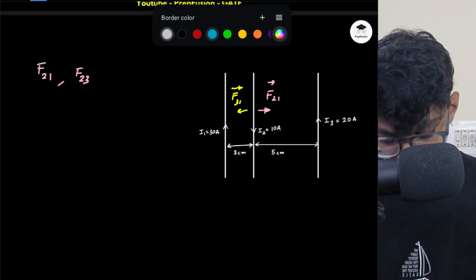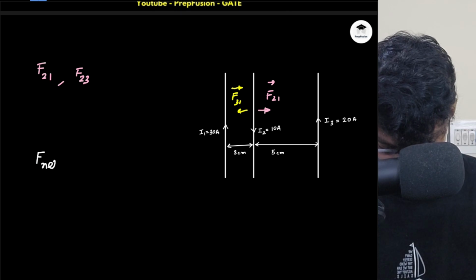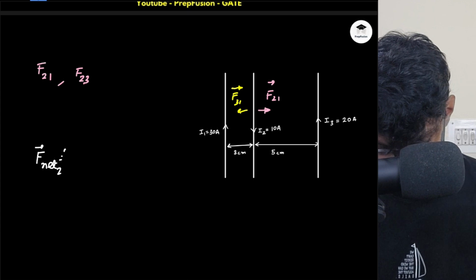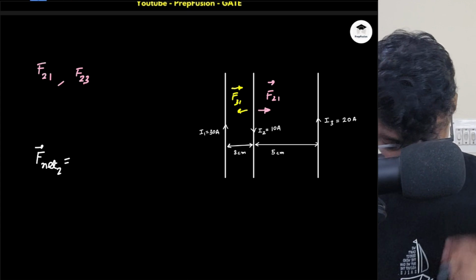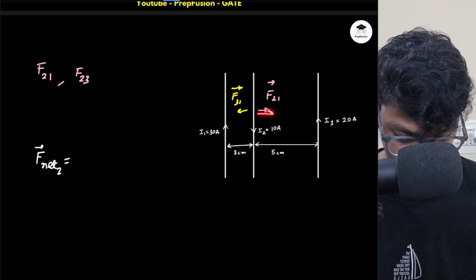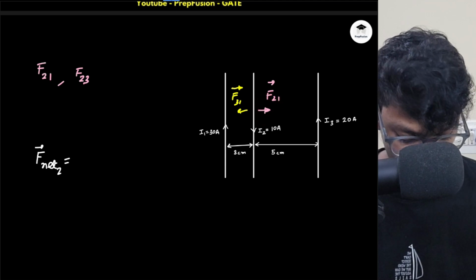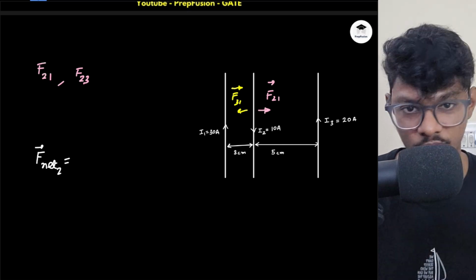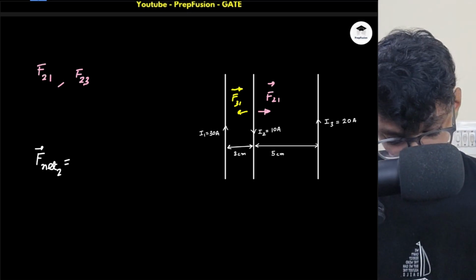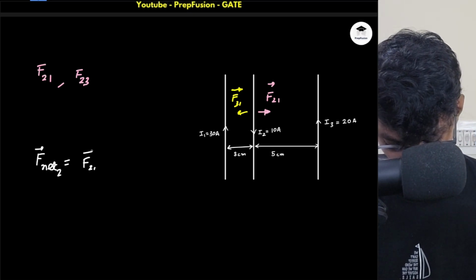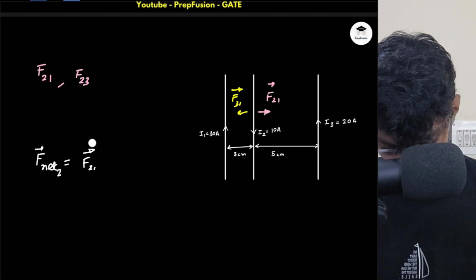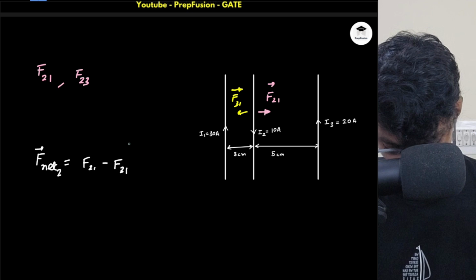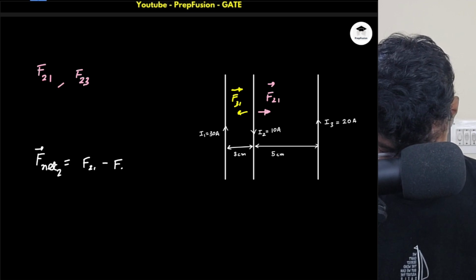So I will directly write my F net on 2. I will assume a reference direction, this direction to be my reference. Why? Because this length is smaller, so this force will actually be bigger. So I will assume it as my reference to get a positive answer. That's it, there is no other reason. So it will be F21 minus F31, in scalar format. What is F21 basically?